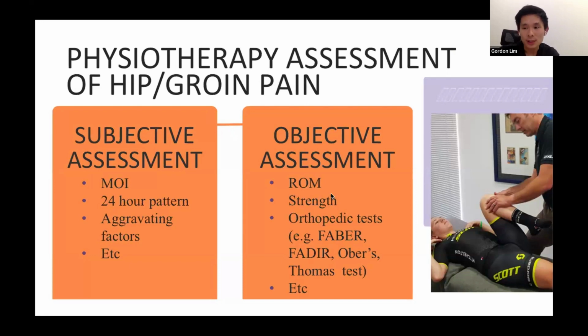Next, we will look at objective assessments. We will be observing for swelling and redness, if any. We will also check and clear adjacent joints. Pertaining to the hip especially, we might consider any referred pain from the lower back as well. We also look through range of motion, strength of surrounding muscles, and occasionally we will also use some orthopedic tests to help guide our diagnosis and then our treatment.